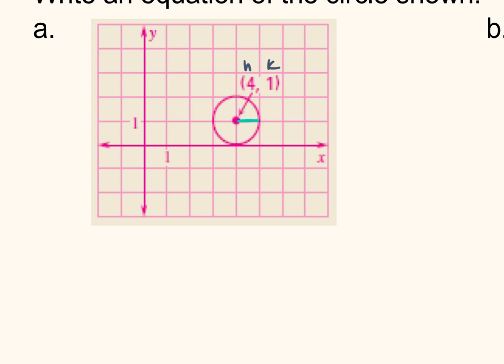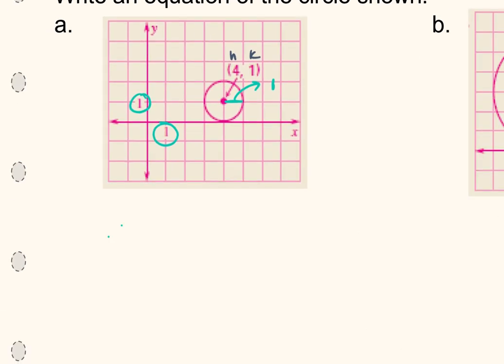From the center to a side would be 1 here. Pay attention because this unit is 1. If that changes, obviously you need to pay attention to it. If it said the unit was 2, then that r would be 2. So I'd get x minus 4 squared plus y minus 1 squared equals 1 squared, which is 1.